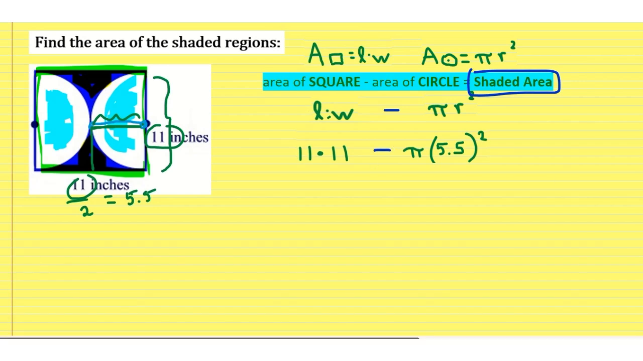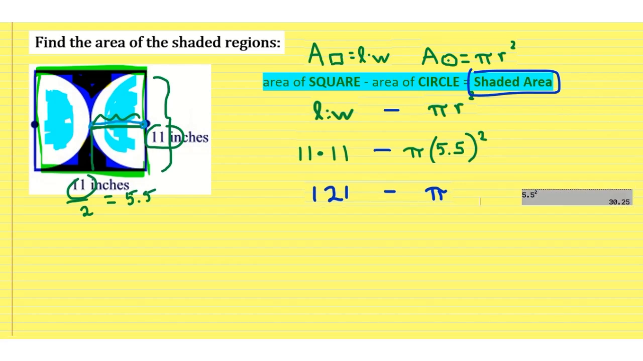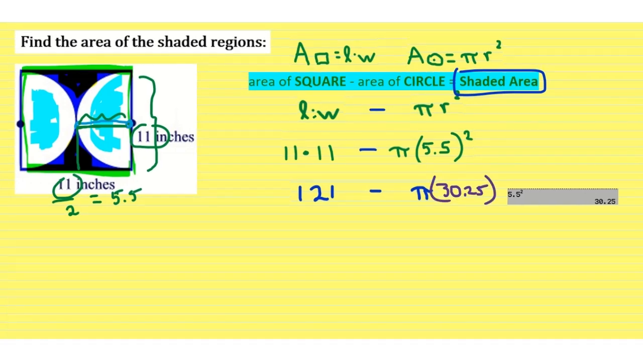And we just keep crunching the numbers. So what is 11 times 11? 121. And then we've got pi times 5.5 squared. And you can do that in your head if you'd like, or you can use your handy dandy calculator and crunch out the number. 30.25 would go right there. We're multiplying those numbers, and we continue to just work it out.